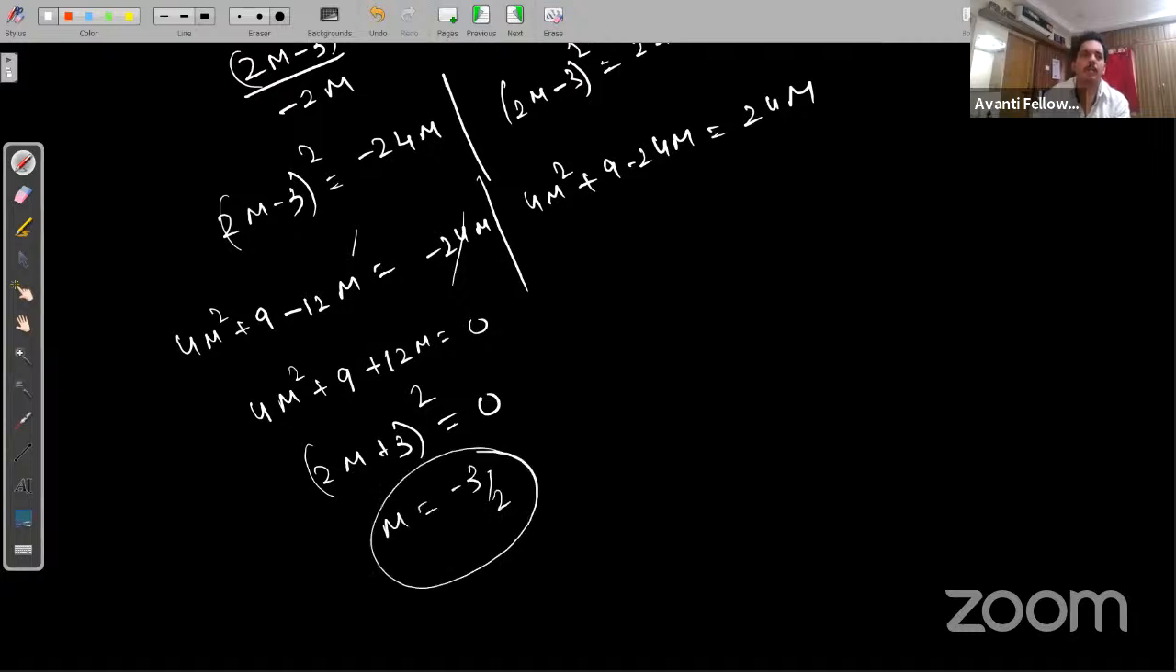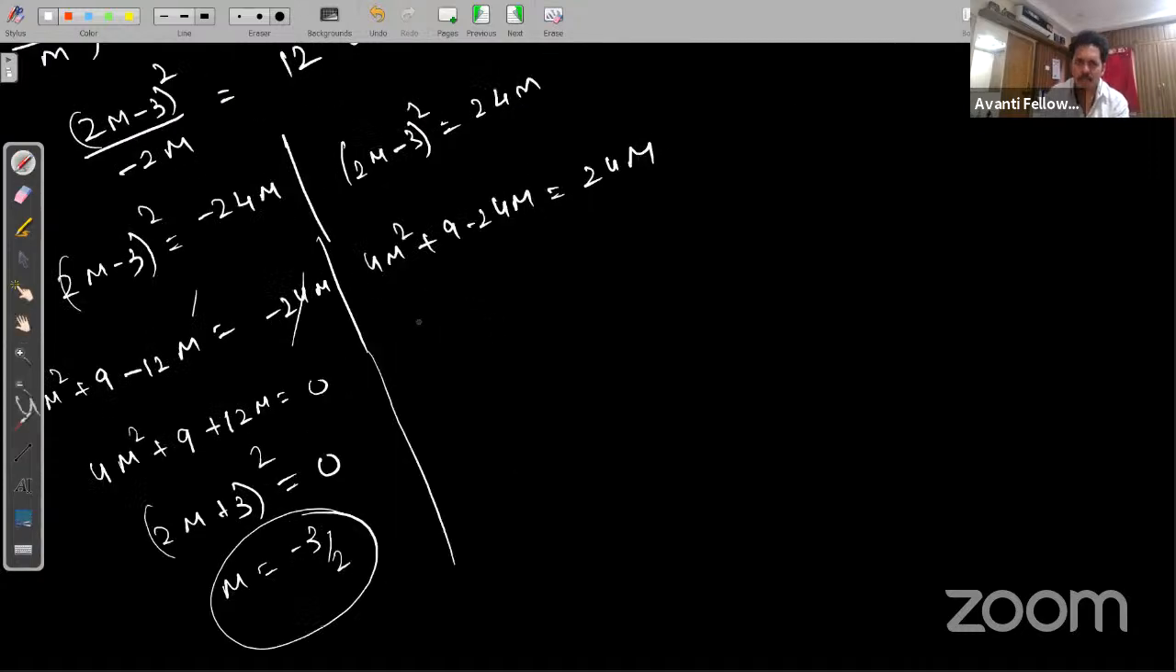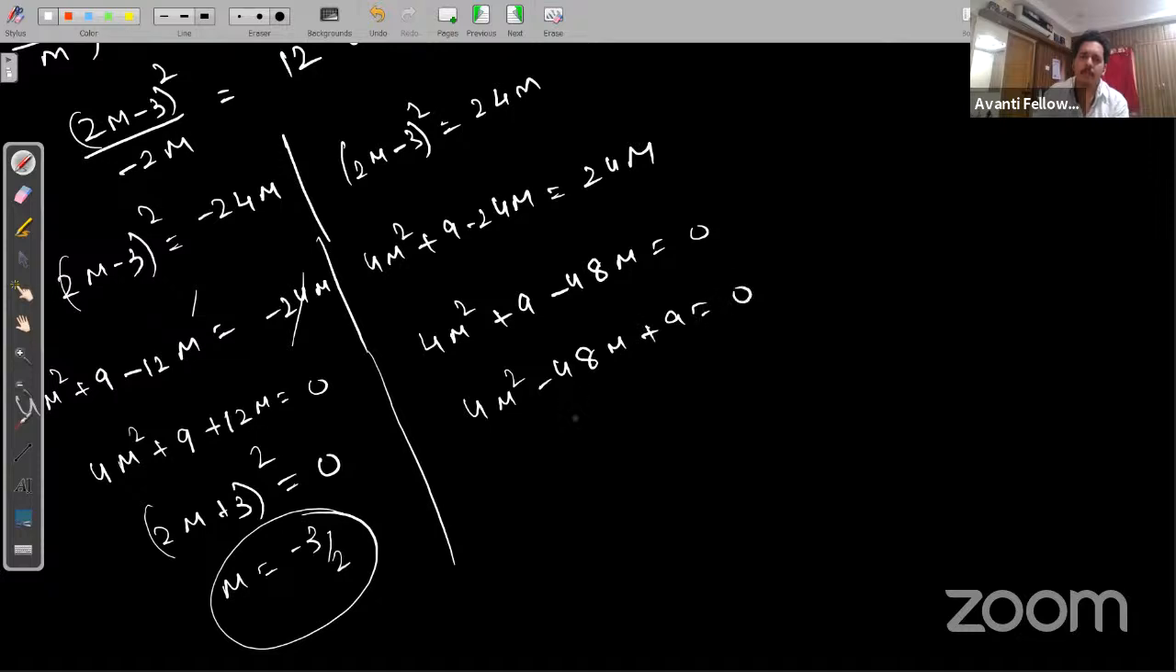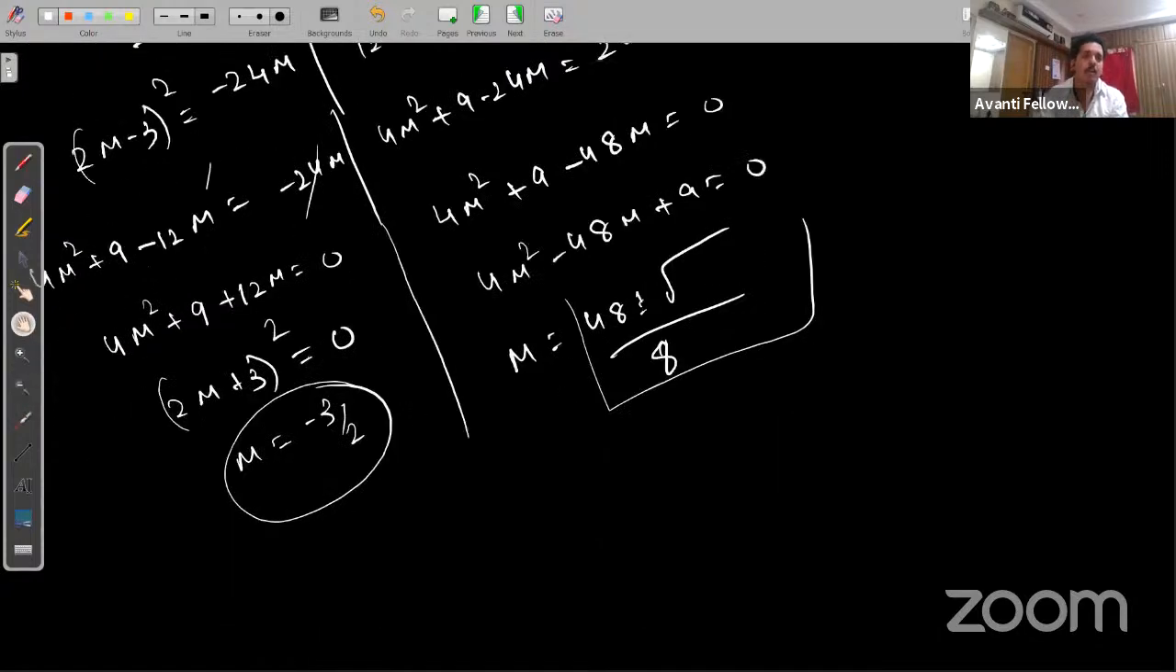This is one value we got. Now try to solve this second one. So it is 4m square plus 9 minus 48m, right? So 4m square minus 48m plus 9 is equal to 0. So here we will get two values of m, right? m is equal to minus b plus or minus root of b square minus 4ac, by 2a. If you do it, you will get two values. Now we don't need the values, guys, so I won't waste your time in finding them. So here m has one value and here two values.